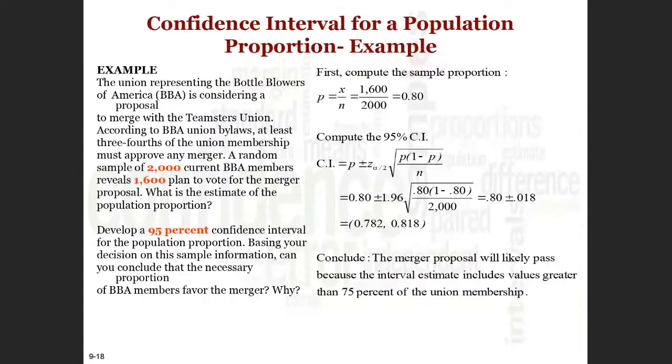Okay, so here's another example. The union representing the Bottle Blowers of America, BBA, is considering a proposal to merge with the Teamsters Union. According to the BBA union bylaws, at least 3/4 of the union membership must approve any merger. And what is 3/4 of the union membership in percentage? What does this mean? What's that number? Come on, it's a percentage. It's a proportion. What is it?